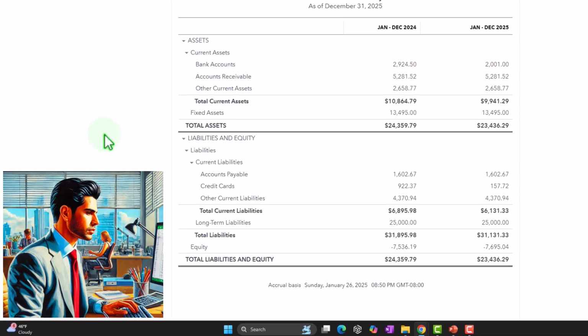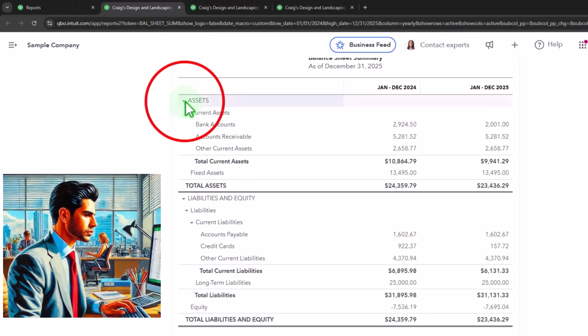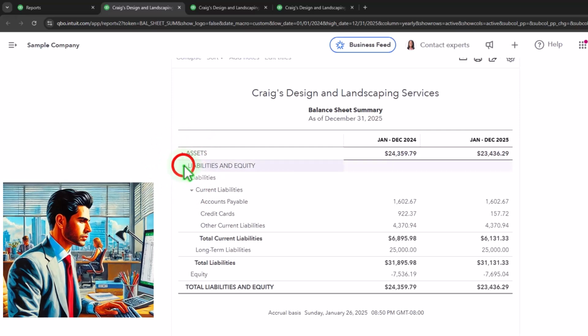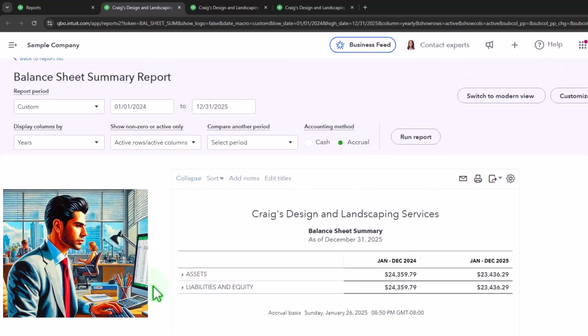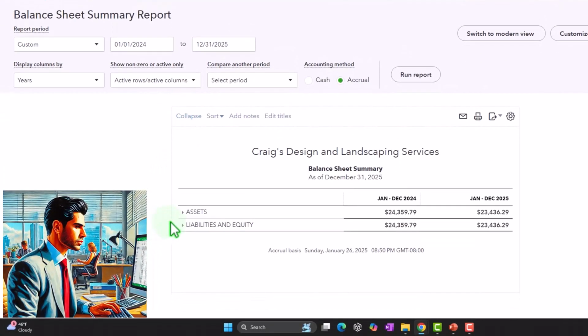So the accounting equation: if I collapse the assets, the liabilities, and the equity, we see our accounting equation, assets equal liabilities plus equity. Now, one reason we might start with the summary balance sheet is because it is more summarized. It has less detail, and therefore it's easier to lead people in.